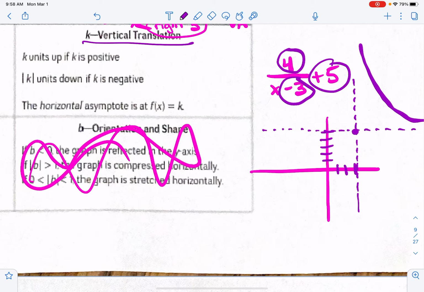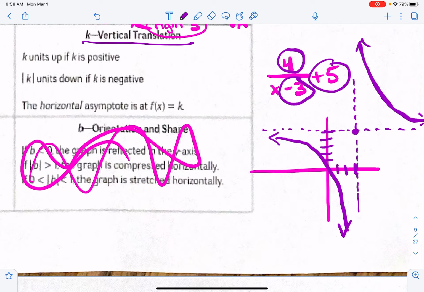He's going to be stretched out, so it's not going to be much of an L. It's going to be more of a C. So more like that and more like that. That's all that 4 does. It really doesn't change where the horizontal asymptote or the vertical asymptote are, just how stretchy he is. More of a C, less of an L.